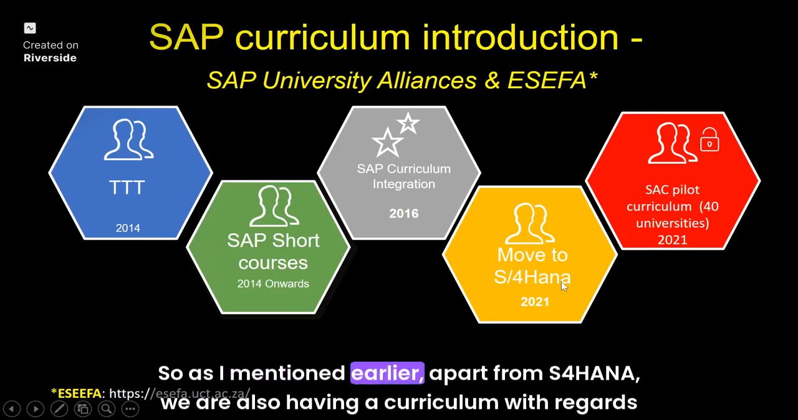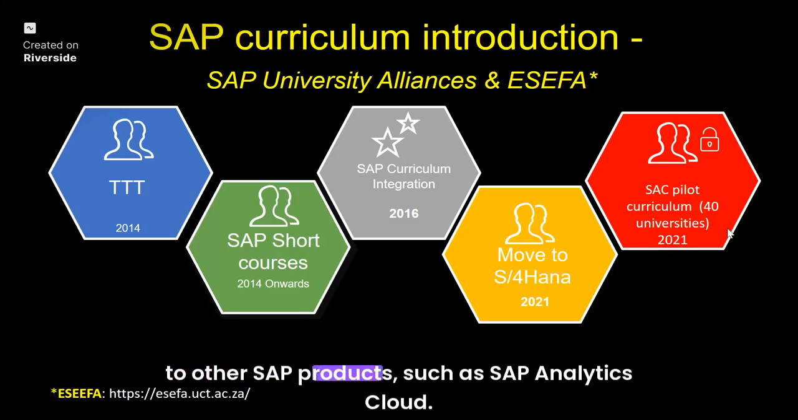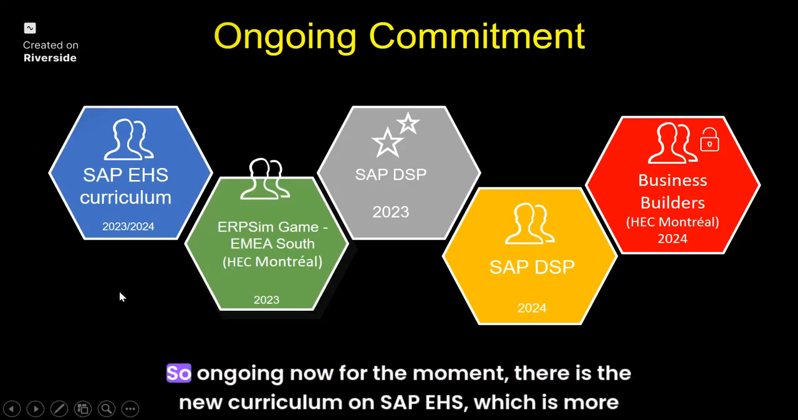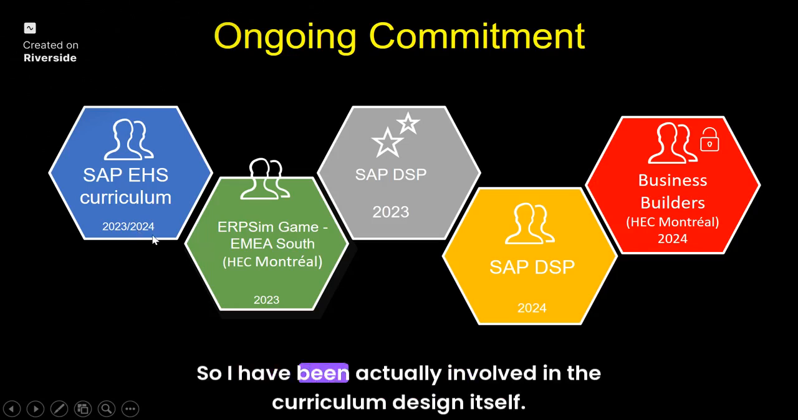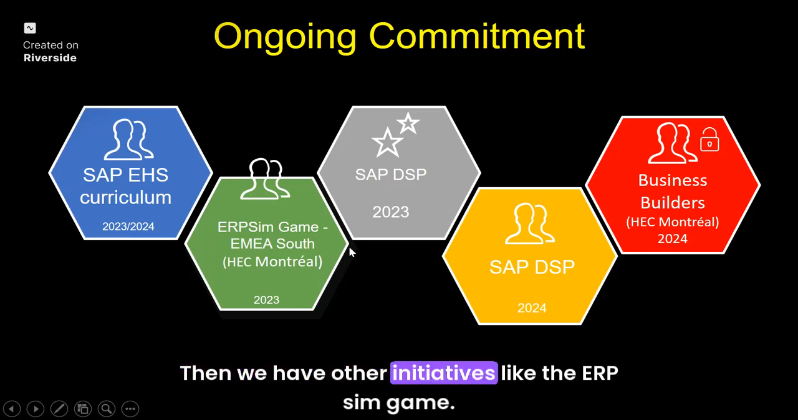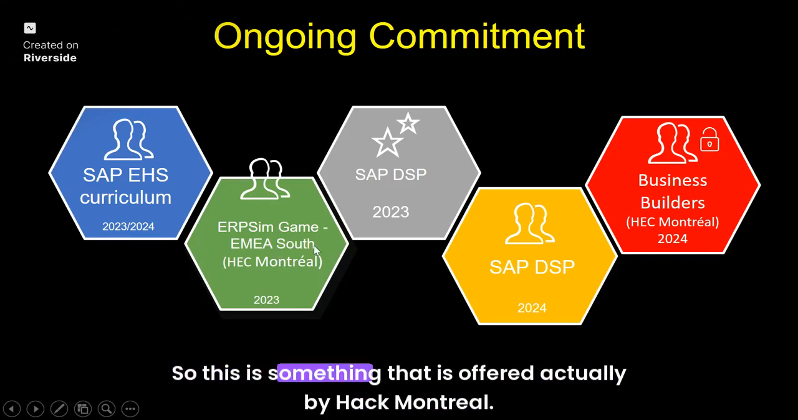As I mentioned earlier, apart from S/4HANA, we also have curriculum with regards to other SAP products such as SAP Analytics Cloud. Then we also have other things. Ongoing for the moment, there is the new curriculum on SAP EHS, which is more related to sustainability, and this started in 2023. I have been involved in the curriculum design itself. Then we have other initiatives like the ERP Sim game, which is offered by HEC Montreal.